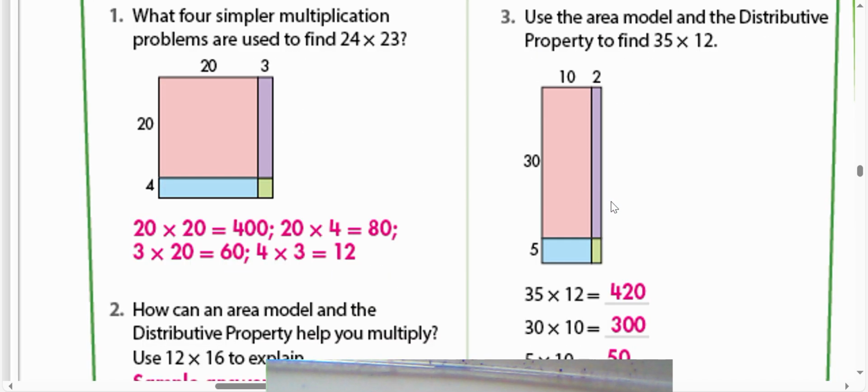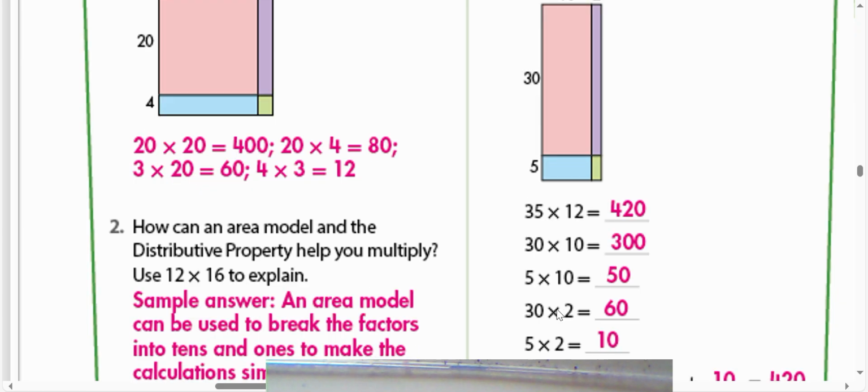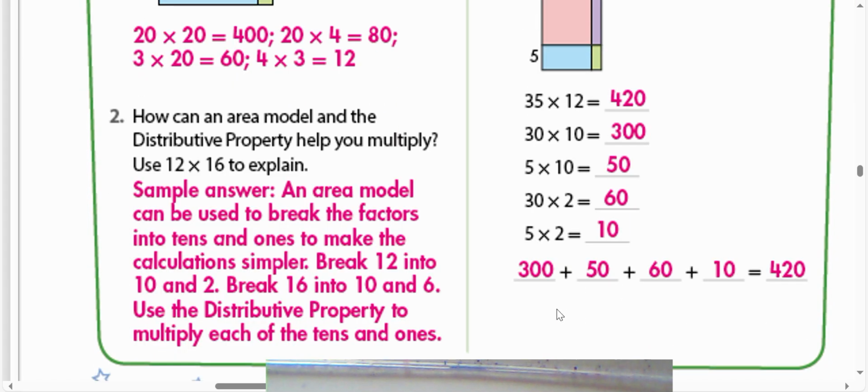We can also use the distributive property with two numbers, 35 and 12. 35 equals 30 plus 5, and 12 equals 10 plus 2. And then multiply to find the 4 areas and add together. The result will be 420.